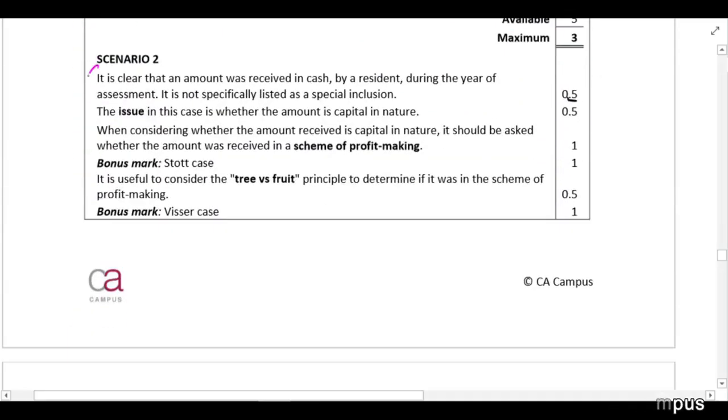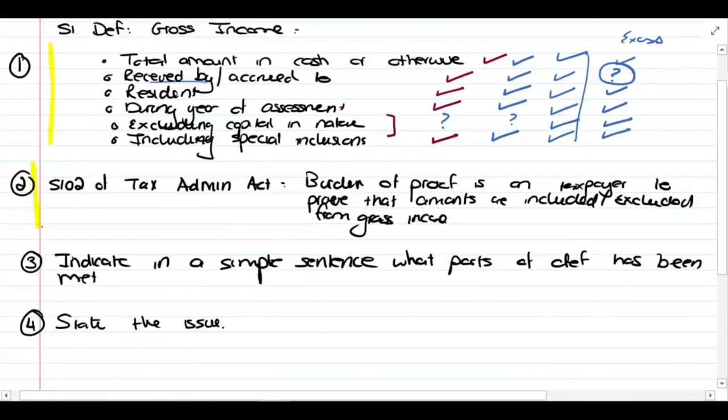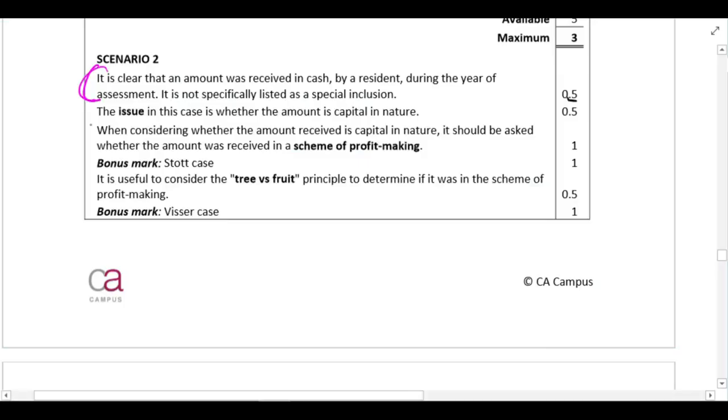So first up, we state everything that's clear from the question. Again, it's this point here. State everything that has been met. State the issue. So that's what's been met. The issue has been, is it capital? So to know if an amount is gross income or not, we consider if it's in the scheme of profit making. That's the Stott case that told us that for bonus mark. Think about the tree versus fruit. That's from the Visser case for bonus mark.